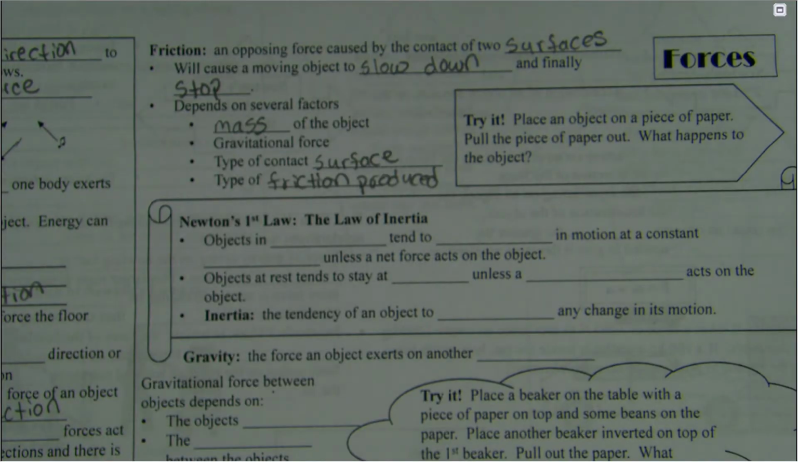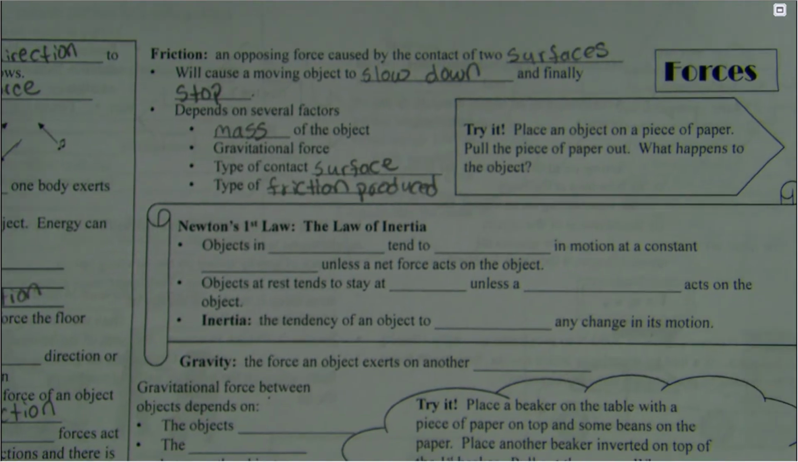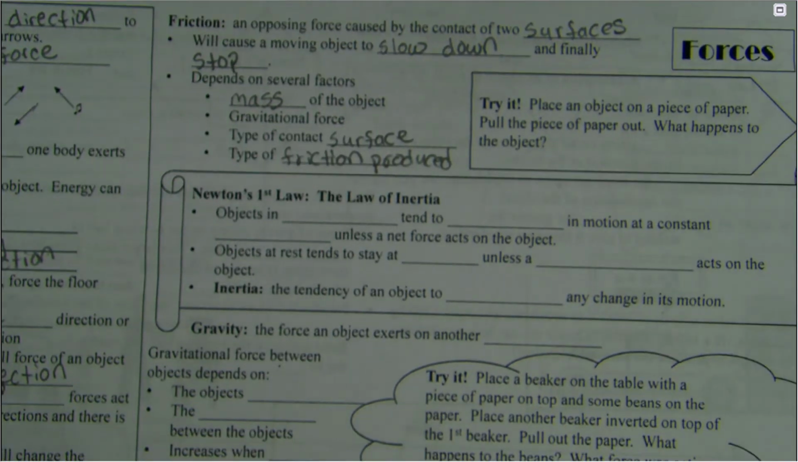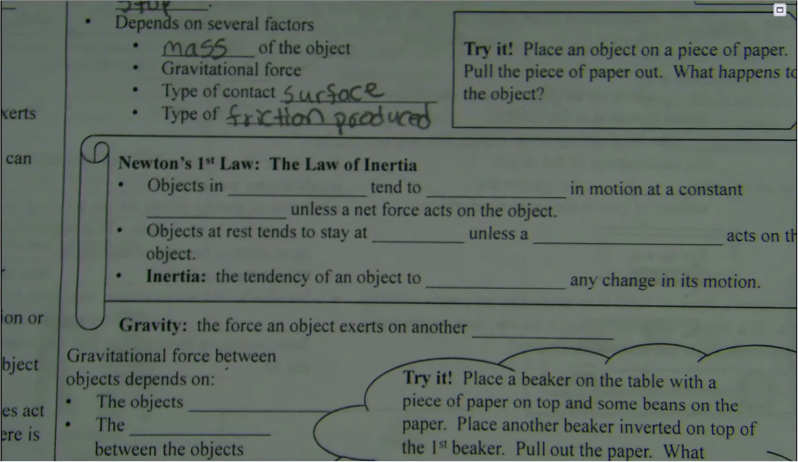But what if I pull it out slowly? So if I pull it out slowly, what happened to my pencil? My pencil went with the paper because I did not pull it out quick enough to overcome that force of friction.